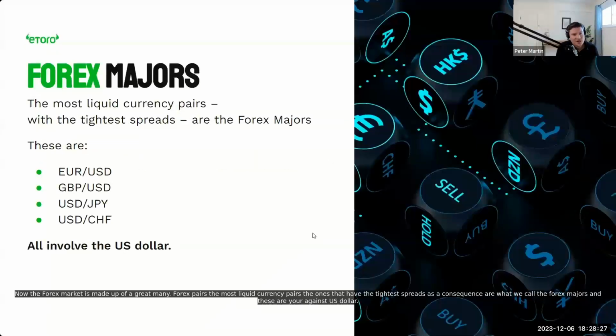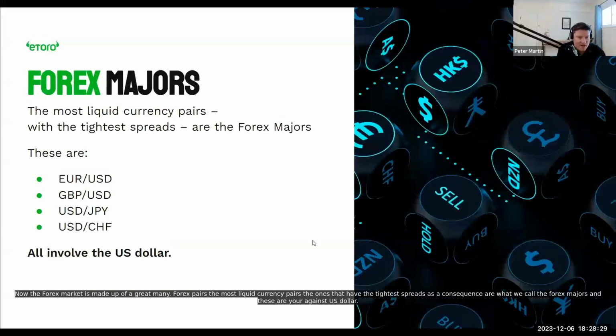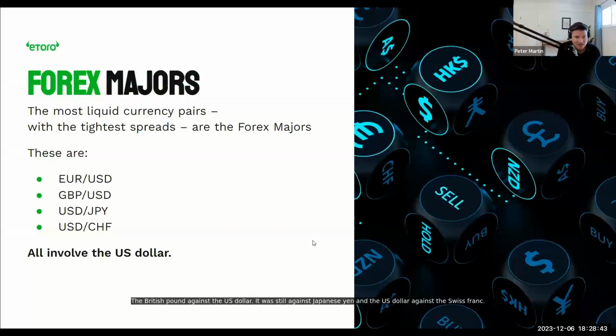Now, the Forex market is made up of a great many Forex pairs. The most liquid currency pairs, the ones that have the tightest spreads as a consequence, are what we call the Forex majors. And these are the euro against the US dollar, the British pound against the US dollar, the US dollar against the Japanese yen, and the US dollar against the Swiss franc.